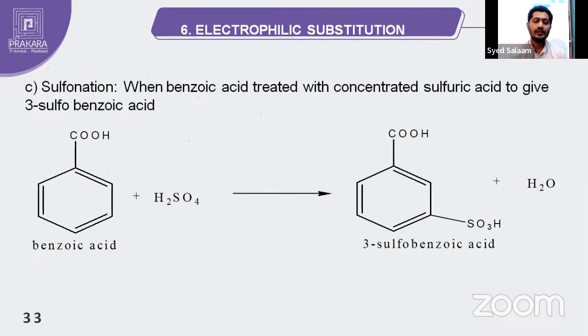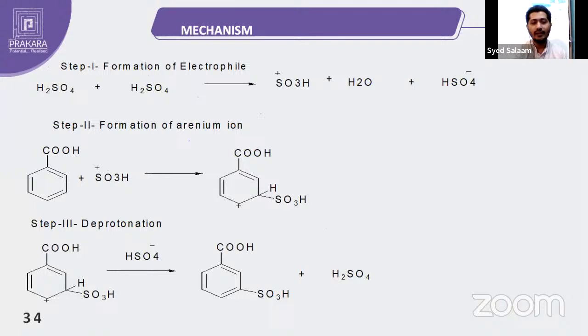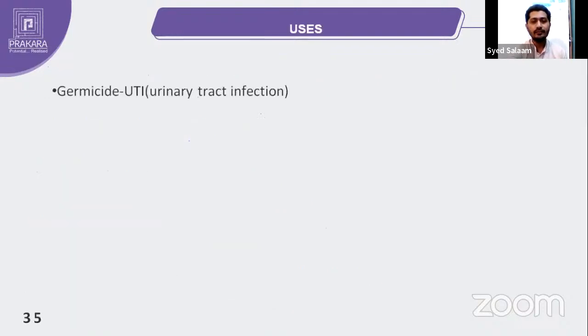Sulfonation also occurs at the third position, so 3-sulfo benzoic acid will be obtained. In a similar way, sulfonation also forms the same arenium ion that attacks the meta position, and on deprotonation gives us 3-sulfo benzoic acid.